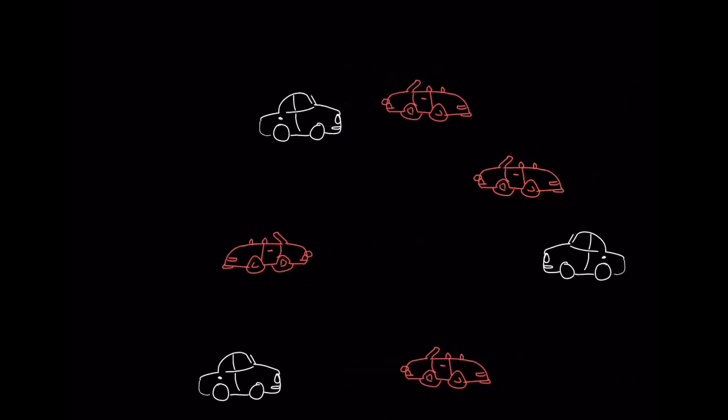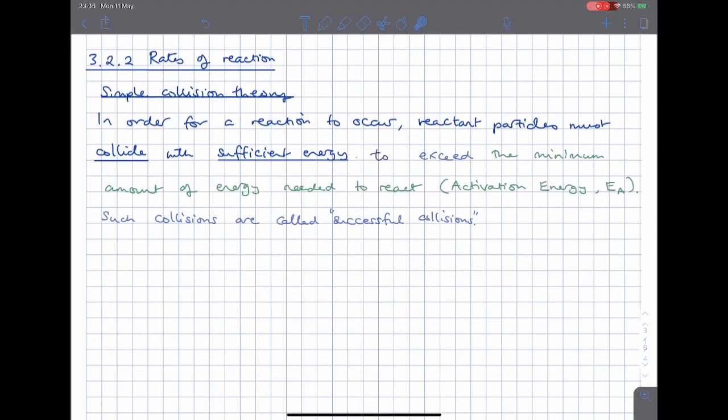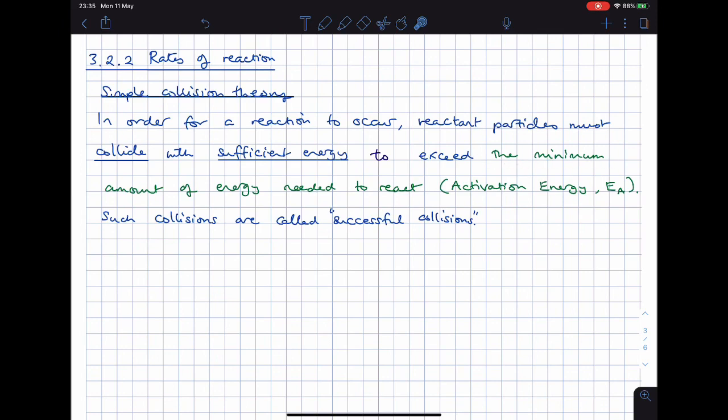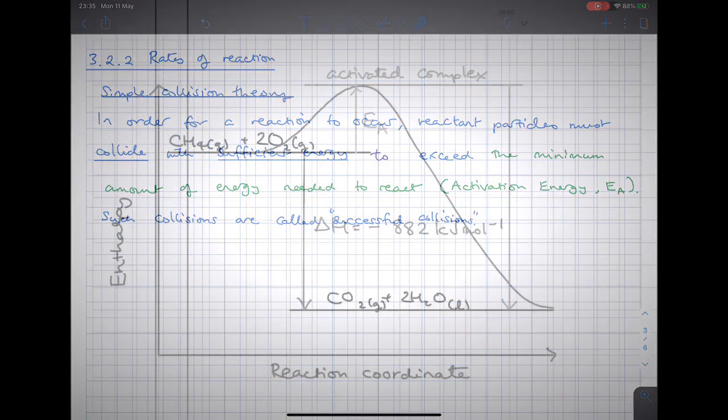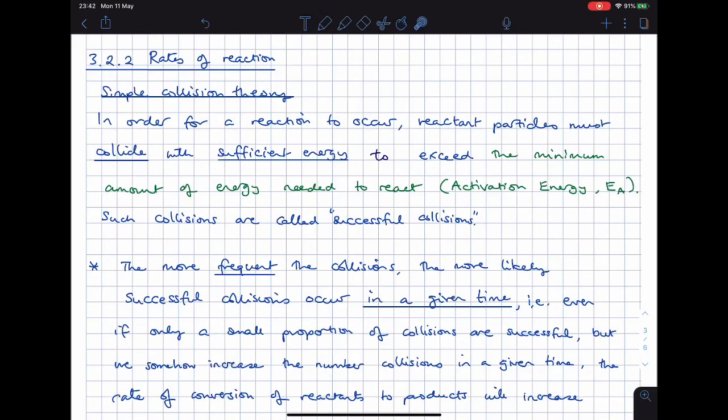And in those subsequent collisions, energy would be transferred between particles, and some particles in those collisions will gain enough energy to react. The minimum amount of energy for particles to collide with each other to cause a reaction is called the activation energy, and we already know this from looking at enthalpy profiles. And these collisions that exceed the activation energy and lead to a reaction are called successful collisions. So the more frequent the collisions, the more likely successful collisions will occur in a given time. So the frequency of successful collisions will increase.